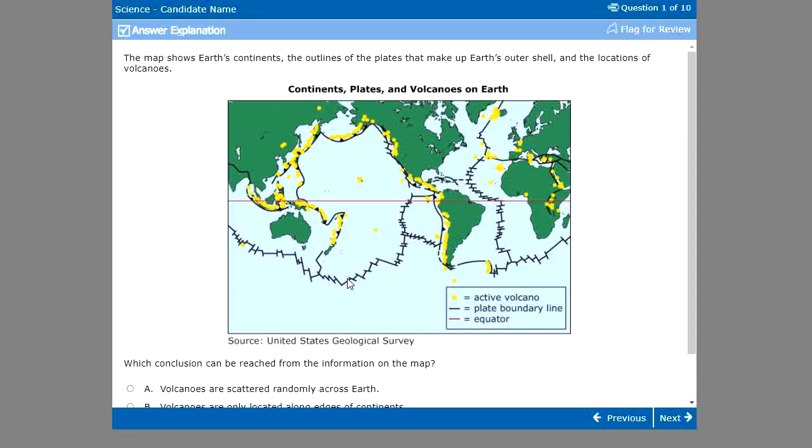The map shows Earth's continents, the outlines of the plates that make up Earth's outer shell, and the locations of volcanoes. So let's have a quick look at the map that we have. Continents, plates, and volcanoes on Earth. We have a key or a legend here, which shows the yellow dots as active volcanoes spread over the map. Then we have the black lines, which are plate boundaries, tectonic plate boundaries, and the red line indicating the equator.